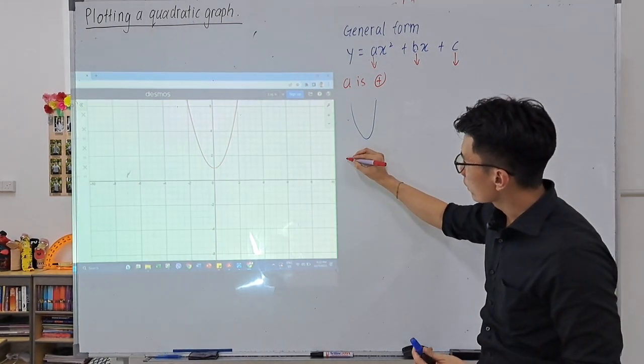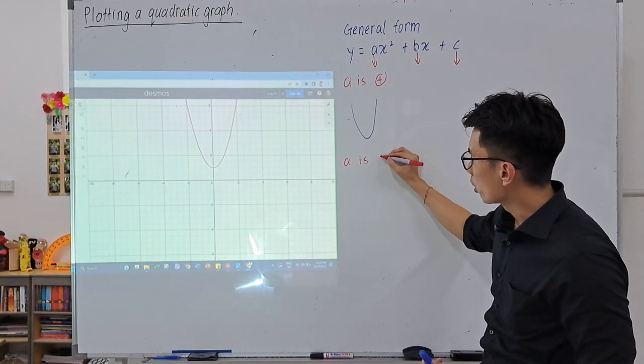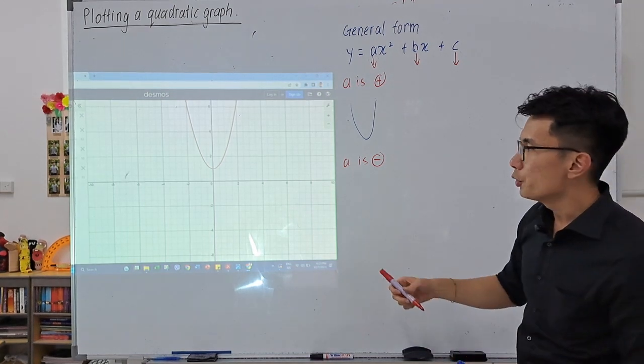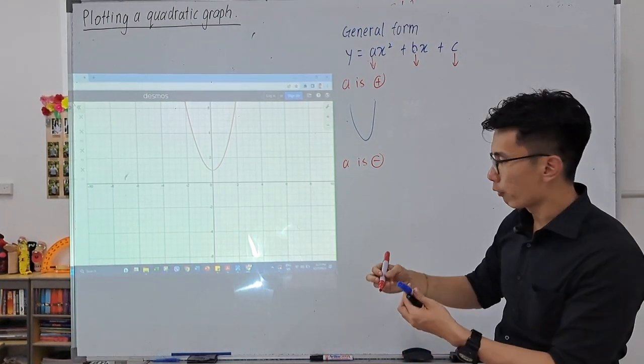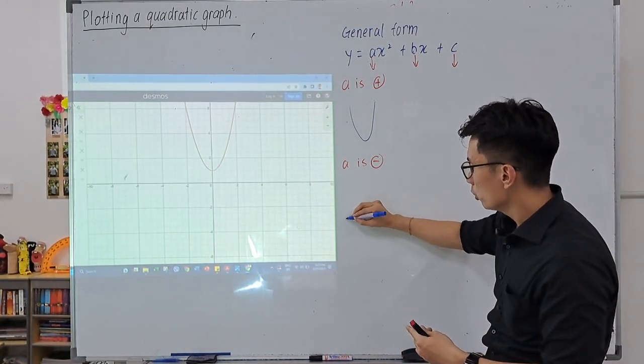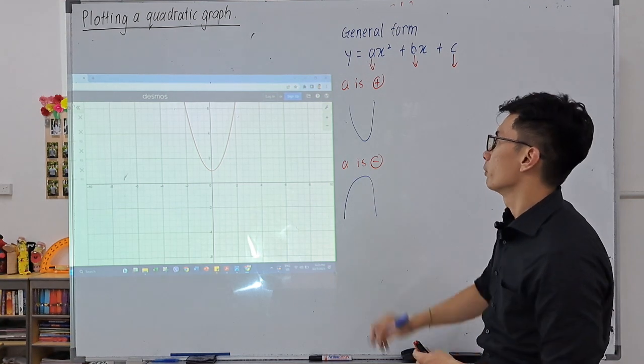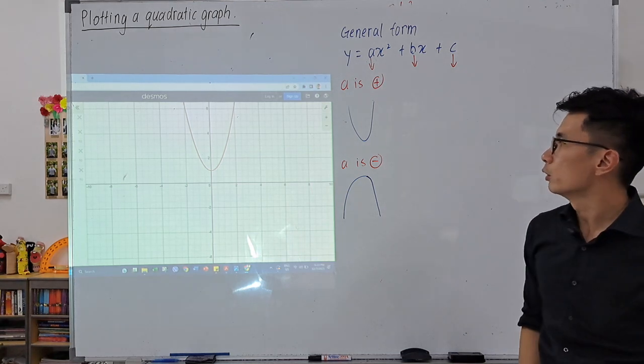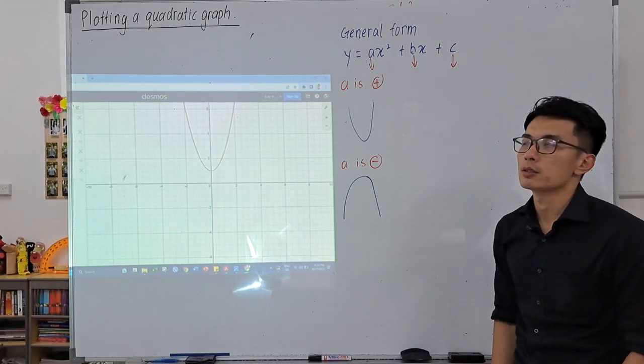So if a is a negative value, you will get the opposite. You will get an N-shaped graph. It's going to look something like this.